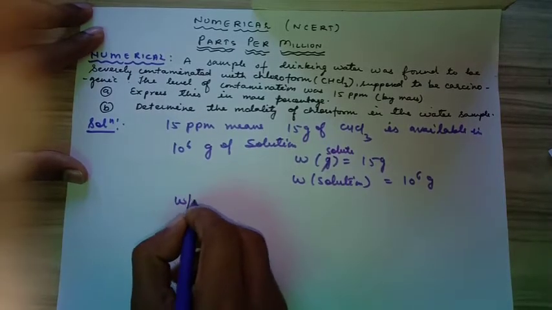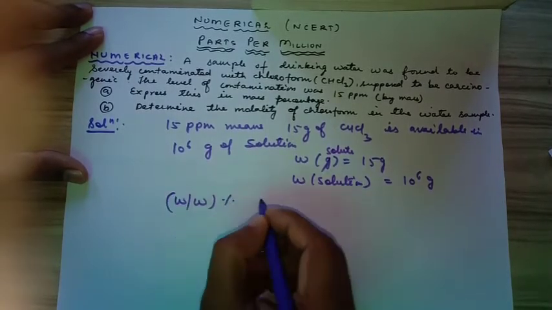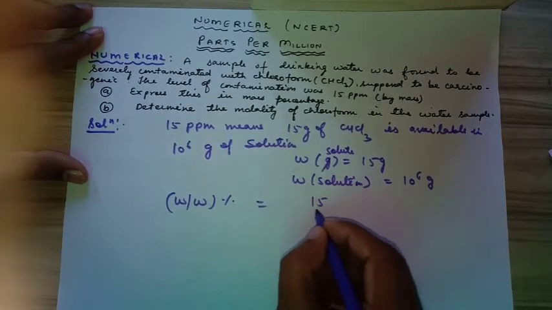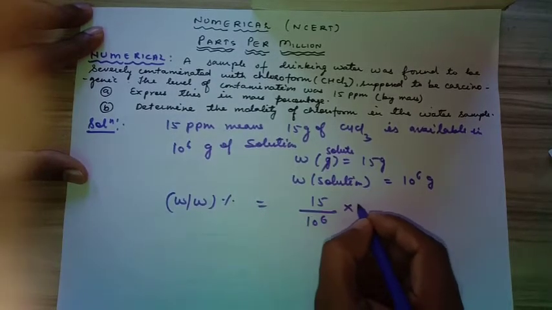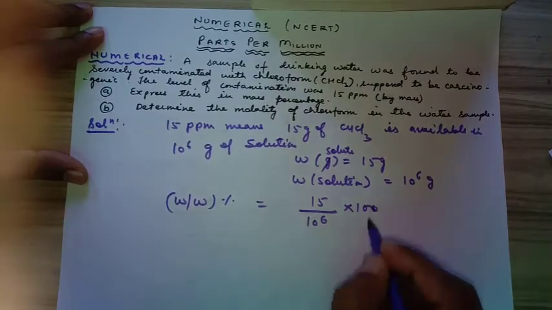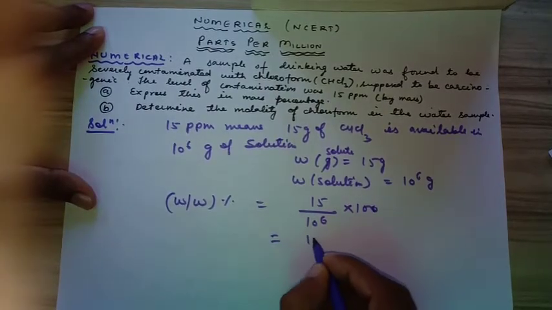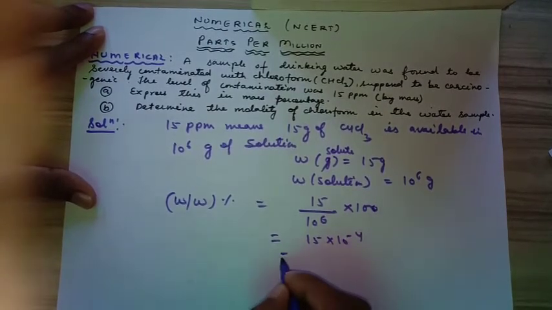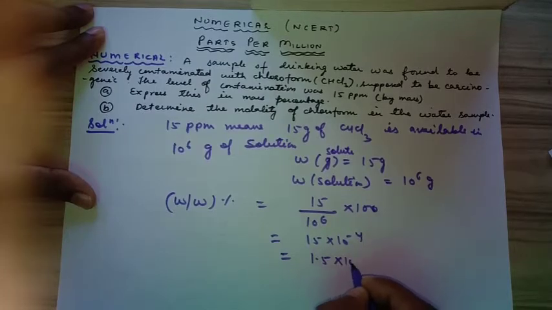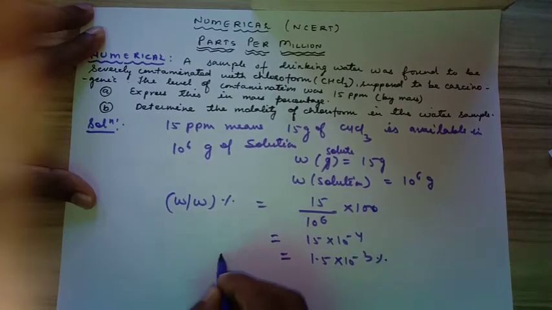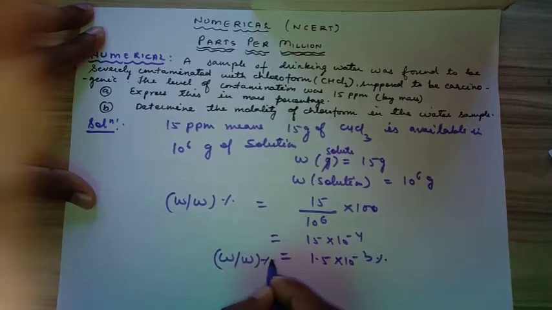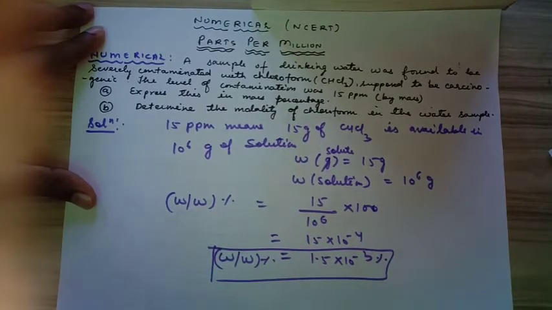So weight by weight percent will be 15 upon 10 to the power 6, and that will be multiplied by 100 for percent. So it will be 15 into 10 to the power minus 4. If you solve it, it will be 1.5 into 10 to the power minus 3%. So this is the mass percent of the given question.